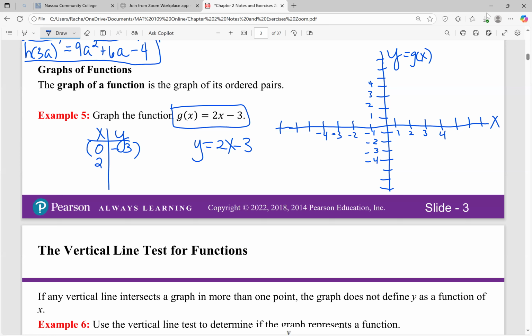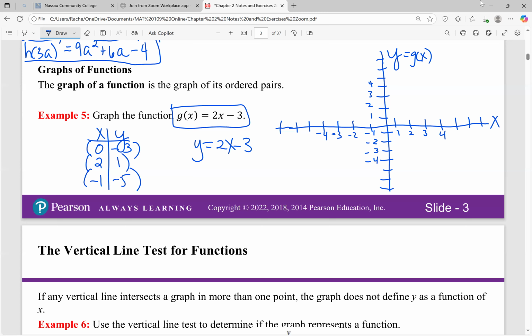What if x was 2? Plug in 2 into our equation. 2 times 2 is 4. 4 minus 3 is 1. So another ordered pair that's going to be on this line is 2, 1. Let's pick a negative value. Let's pick negative 1. Plug it into the equation. 2 times negative 1 is negative 2. Minus 3 is going to be negative 5. So there's my third ordered pair. And 3 ordered pairs is enough to graph a line.